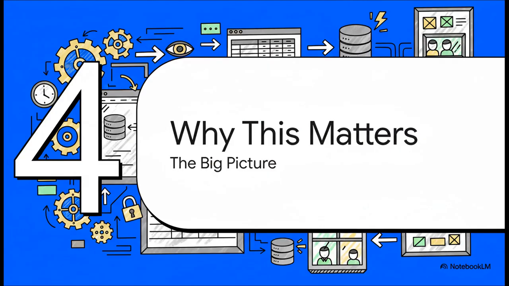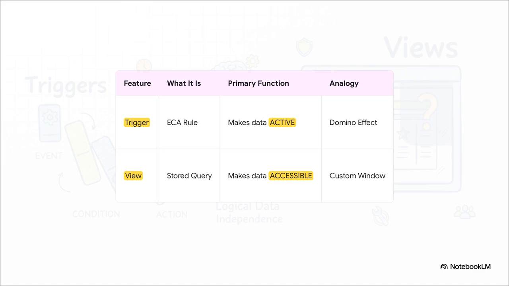So we've seen triggers that react and views that simplify. Let's kind of pull back now and look at the big picture. Why are these concepts so incredibly important for building modern applications? Here it is, all broken down. Triggers, with their event condition action rules, make your data active. They turn it into that system of dominoes we talked about, ready to react on its own. Views, on the other hand, are all about making data accessible. They're like custom windows, giving you a secure, simplified perspective. So, if you want to remember it, just think reaction versus perspective.